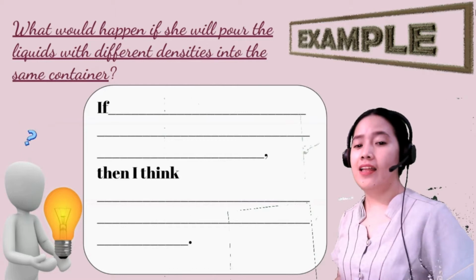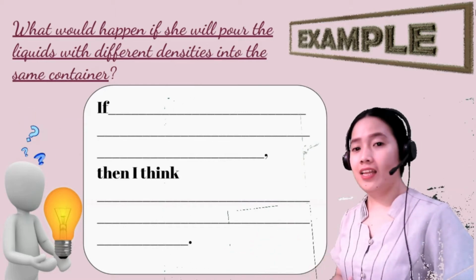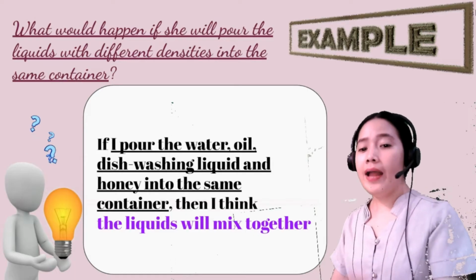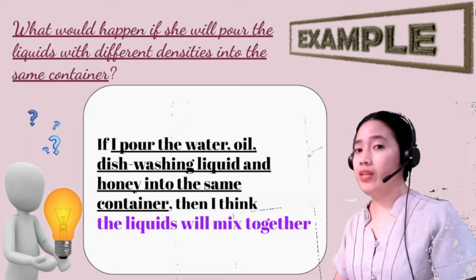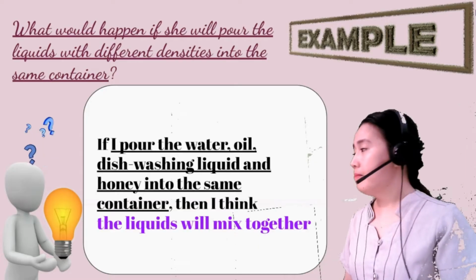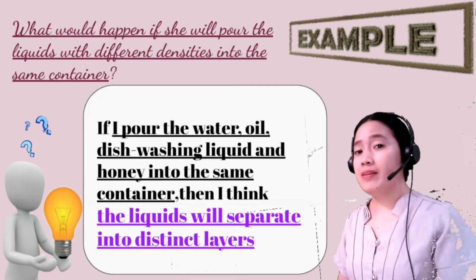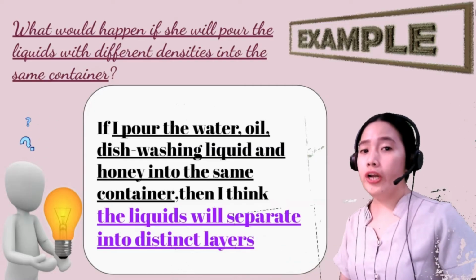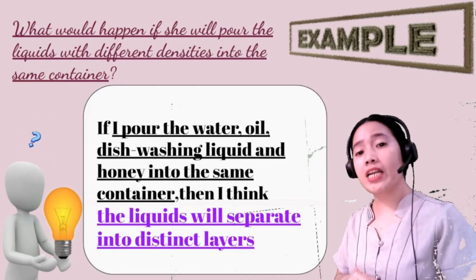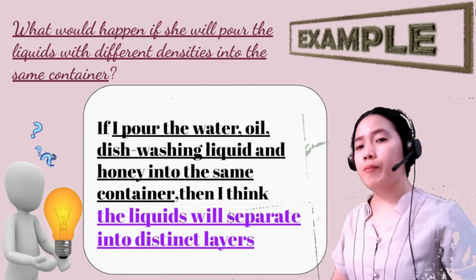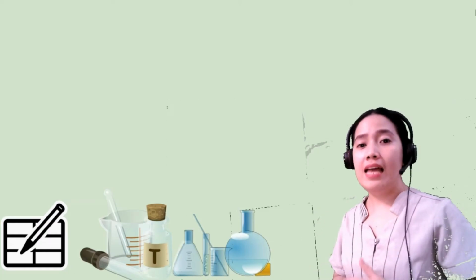If blank, then I think blank. Can you try it? Some of you may have this possible answer. If I pour the water, oil, dishwashing liquid, and honey into the same container, then I think the liquids will mix together. Or maybe some of you will have this assumption. If I pour the water, oil, dishwashing liquid, and honey into the same container, then I think the liquids will separate into distinct layers. So class, remember that a possible answer or an educational guess needs to be valid or to be tested.